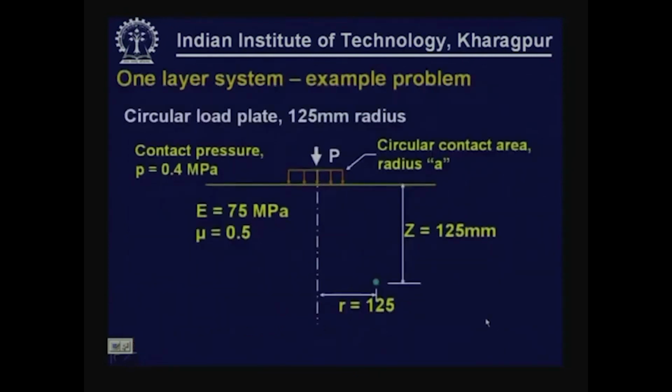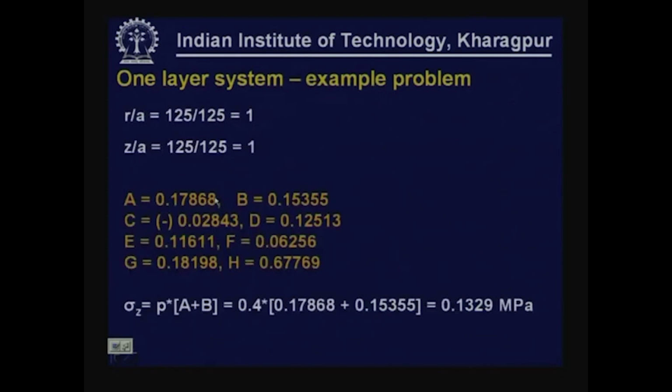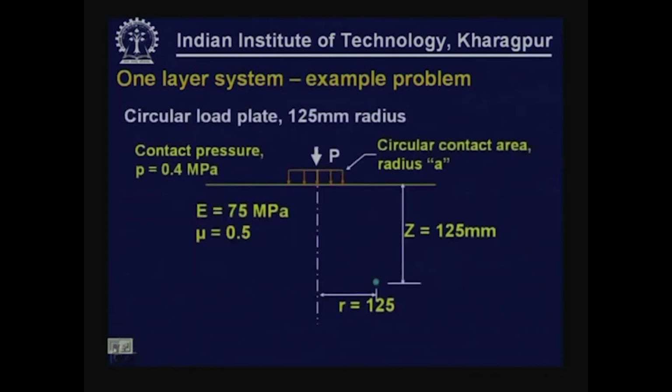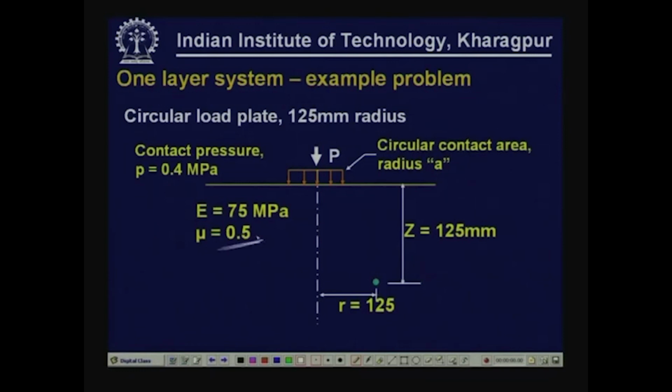We will take up an example problem here. In this case, we have considered a circular load plate of 125 millimeter radius. The elastic system has got a modulus value of 75 MPa and Poisson ratio value of 0.5, and we are considering a point which is at a radial distance of 125 millimeters and at a depth of 125 millimeters from the surface, and we assume this to be a circular contact area, and the contact pressure is assumed to be 0.4 MPa.